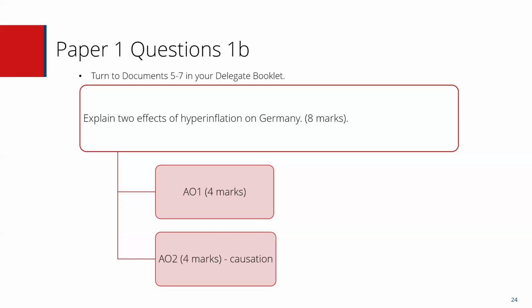So the assessment objectives here are AO1, and it's split in half, 4 and 4. So AO1 is worth 4 marks. That's their knowledge and understanding. And AO2 is the explanation, analysis, and making judgments about what they've been learning. Okay.